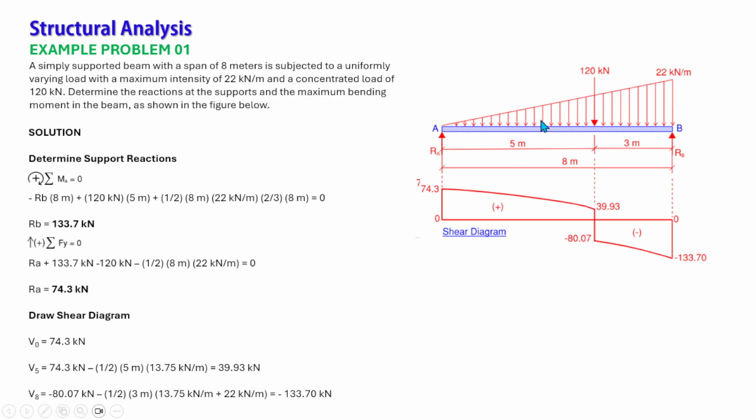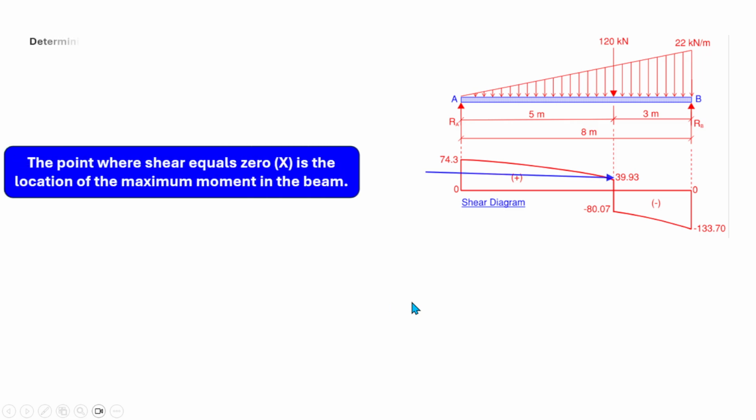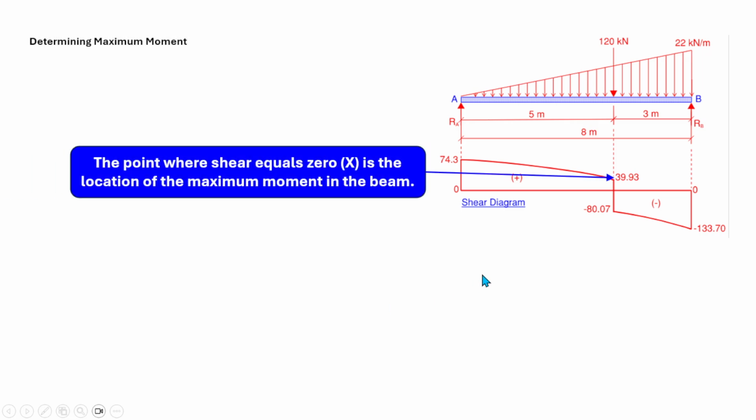So this is our shear diagram, and if you notice, this is a second degree curve because our load is uniformly varying to the right of the span. And we also have the negative shear at this portion here. Now we have confirmed that the zero shear is located 5 meters away from point A. So that is also the location of our maximum moment of the beam.